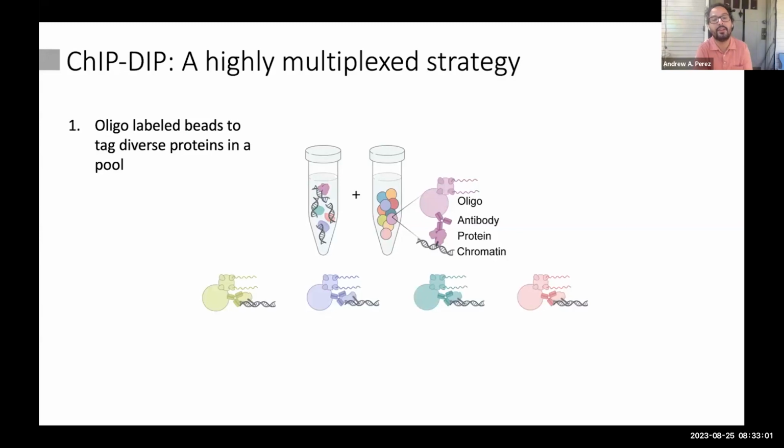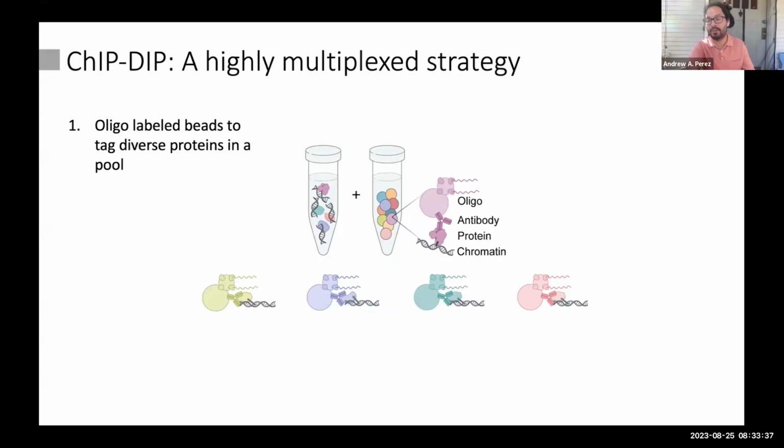It comes in two steps. The first step is oligo labeling beads and then coupling antibody to those beads. And so now we have an antibody matched with a barcoded oligo. We can do this for n number of oligo antibody pairs, and so we can do hundreds. And then we mix this with some lysate. So we get this jumbled mess of chromatin that's pulled down with the antibody and the protein on each bead, and that's on the same bead as the oligo label.